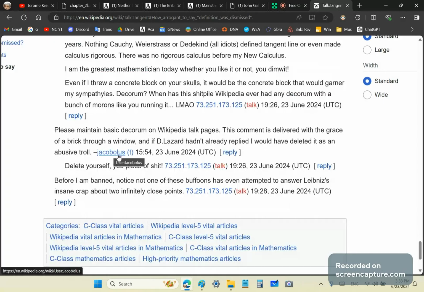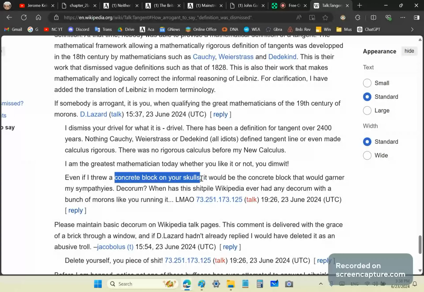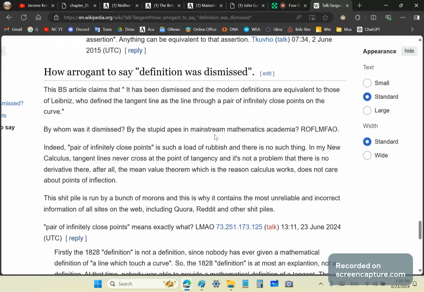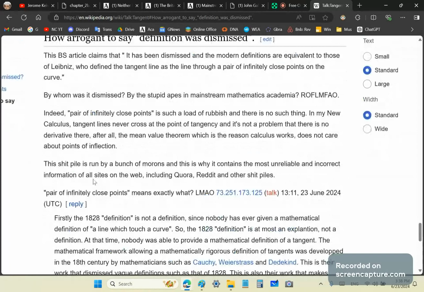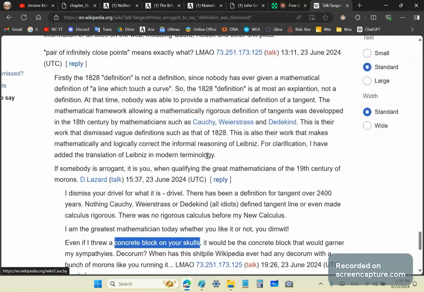Another commenter, Jacobulus, pops up and says, the comment is delivered with the grace of a breakthrough window. Well, I said, even if I threw a concrete block on their skulls, I would feel sorry for the concrete block. Anyway, I'm probably going to be banned from here, and this is also going to be removed. But I wanted you to see the kind of intransigence you're dealing with from the people who run Wikipedia and the math articles. Don't trust anything you read on Wikipedia.